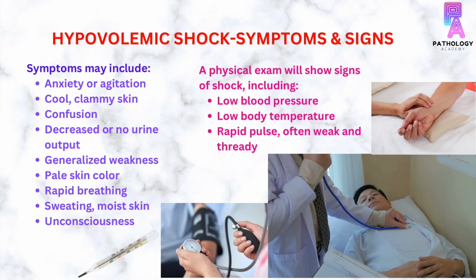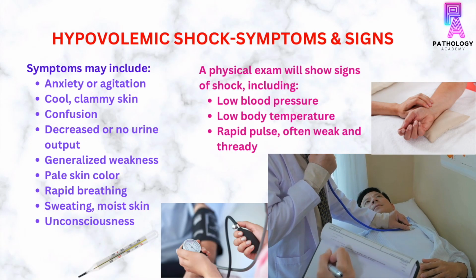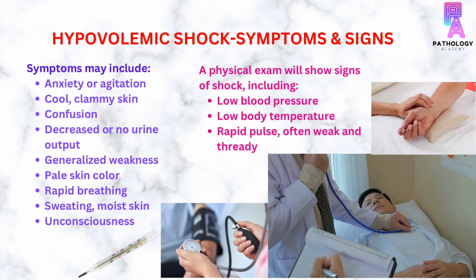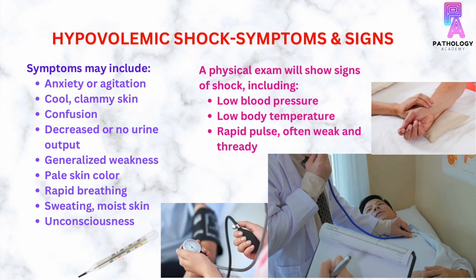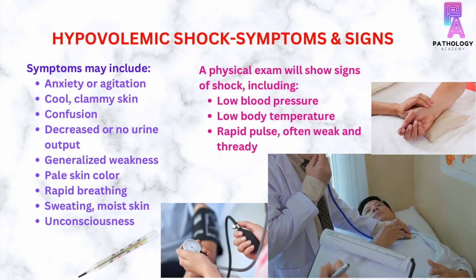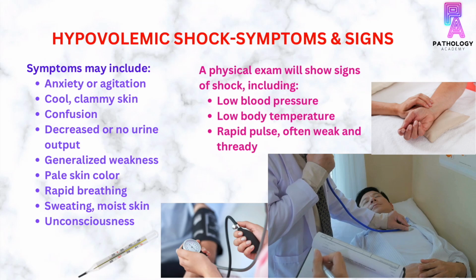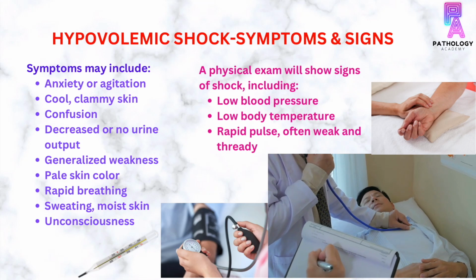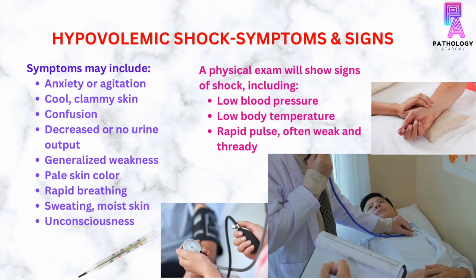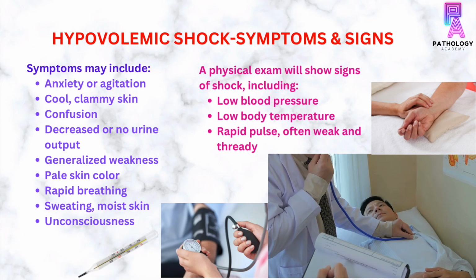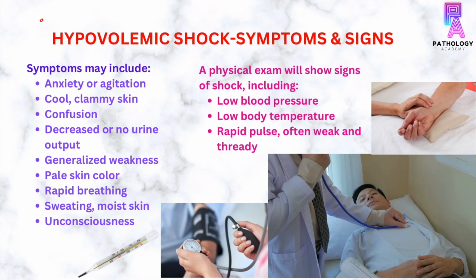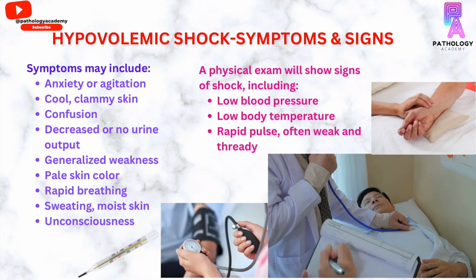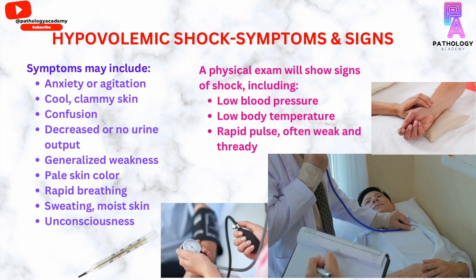The symptoms and signs of hypovolemic shock. The most common symptoms of hypovolemic shock are anxiety or agitation. The skin will be cool and clammy. The patient will experience confusion. The urine output is decreased or there is no urinary output. The patient will feel weakness. His skin will be pale colored. There will be rapid breathing. He could experience sweating and he could also fall unconscious.